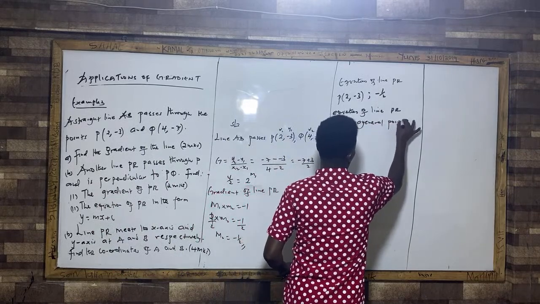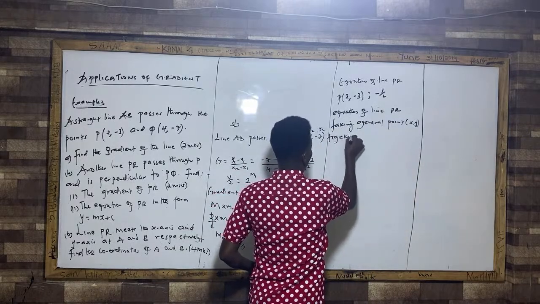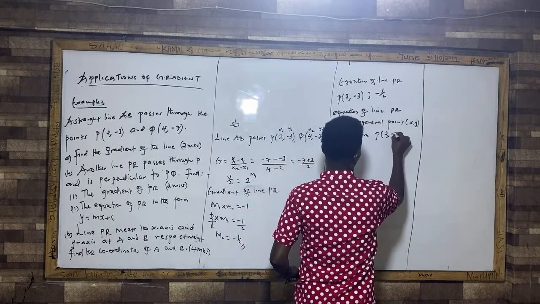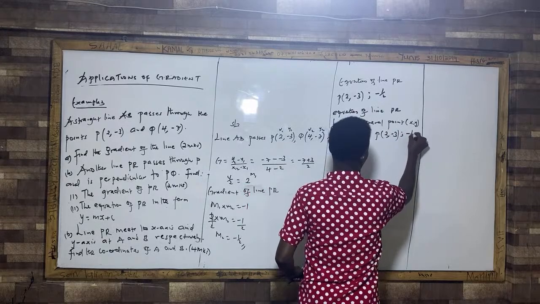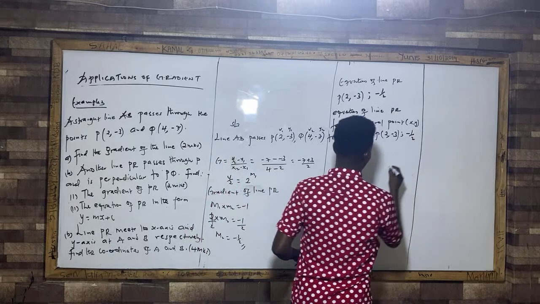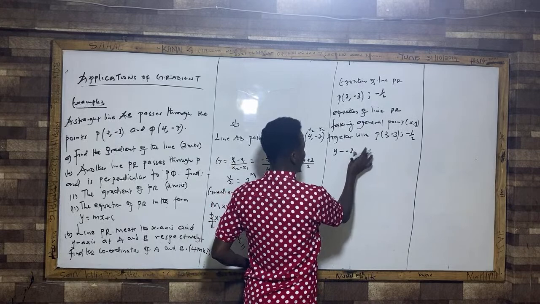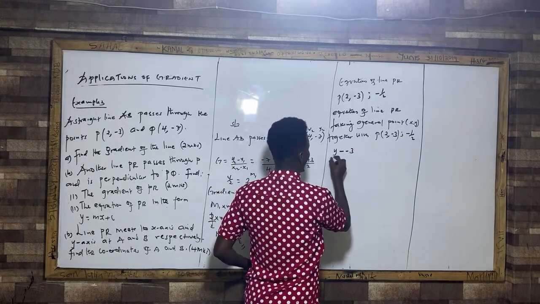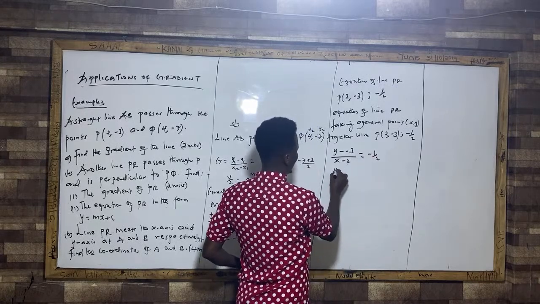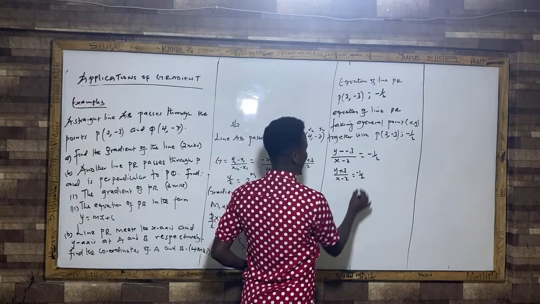A general point, which is always what? X1. Then together with these two, B, 2, negative 3, semicolon, negative half. Okay, we have learned right now. This is negative half, remember. So I'll say y, which is the general one, minus 3, which is the y value, don't forget, over x minus 2 is equal to what? Negative half. So it will be y plus 3 over x minus 2 is equal to negative half.